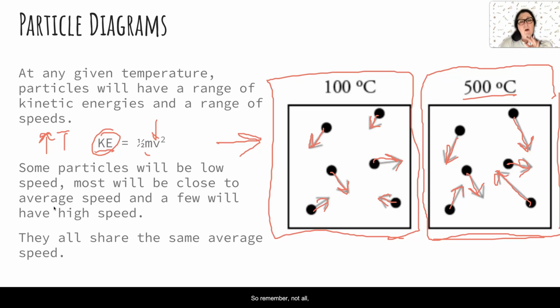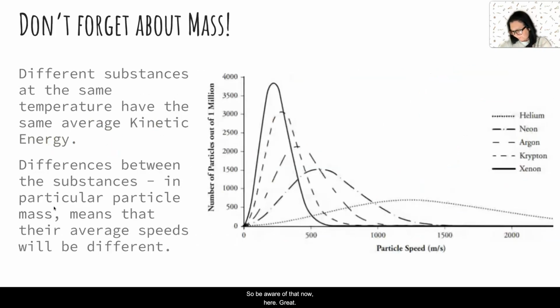So remember, not every individual particle has the exact same speed. It's an average of all the particles. Some are faster, some are slower. Most of them are close to that average, but things can happen. They bump into something, they could change their direction, all these things that could slow them down for a second until they get caught back up. So be aware of that.